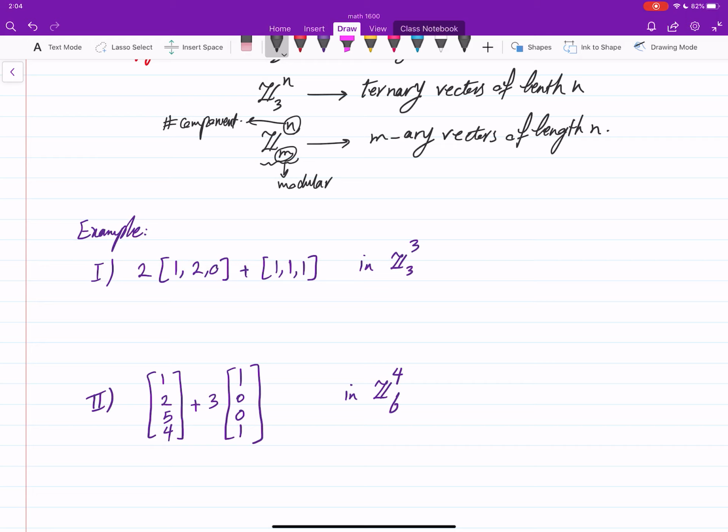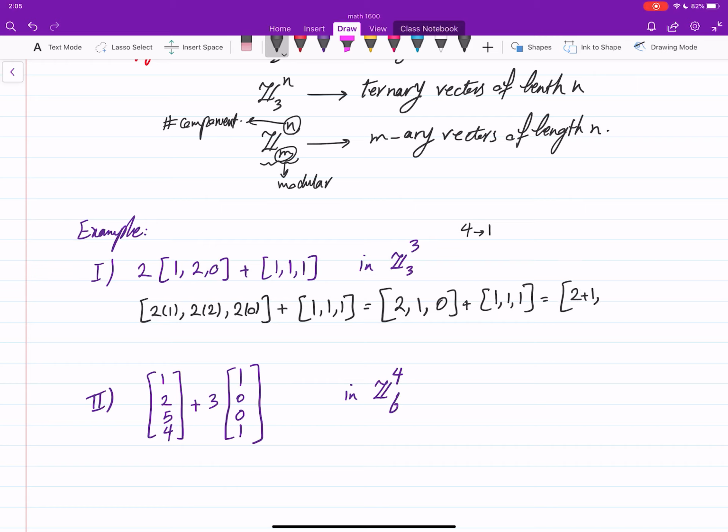The first one is a scalar multiplication. First, you multiply all the components by 2. Two times 2 in Z3 is not 4. You have to replace 4 by its remainder, which is 1. And 2 times 0 is 0. Plus 1, 1, 1. Component-wise, we add them: 1 plus 1 and 0 plus 1. 2 plus 2 in Z3 is not 4 because Z3 has only 0, 1, 2. You have to replace it by its remainder, which is 1. Second component, 1 plus 1 is 2, and 0 plus 1 is just 1.